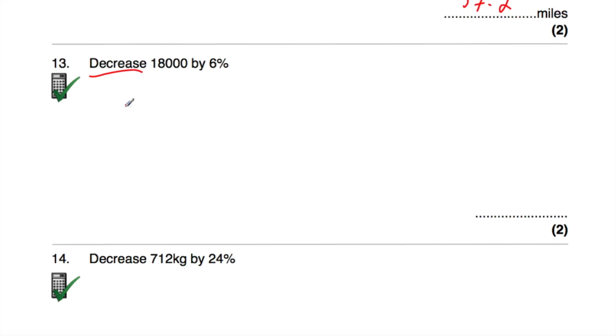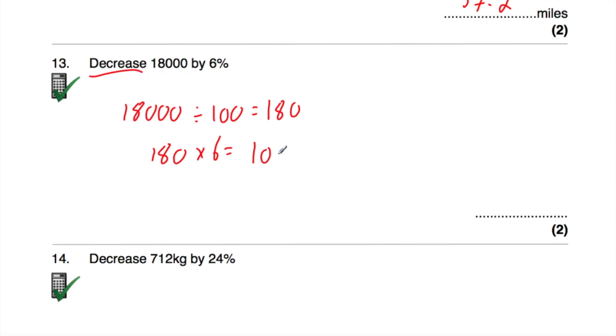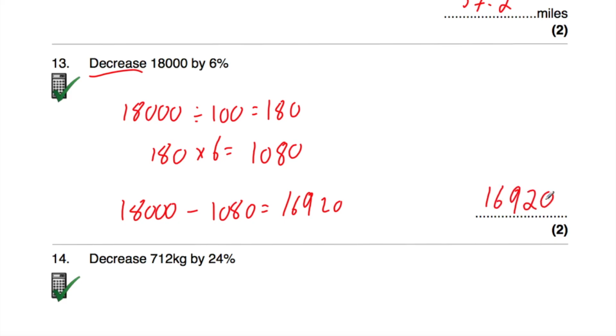So one approach is to take 18,000, to divide by 100 to find 1%, which is equal to 180. Then take the 180 and times that by 6, and that tells us what 6% is. So if we do 180 times 6, that's equal to 1,080. So that means that we want to decrease it by 1,080. So if we take 18,000 and take away 1,080, that's equal to 16,920. And that's it, we've decreased 18,000 by 6%.